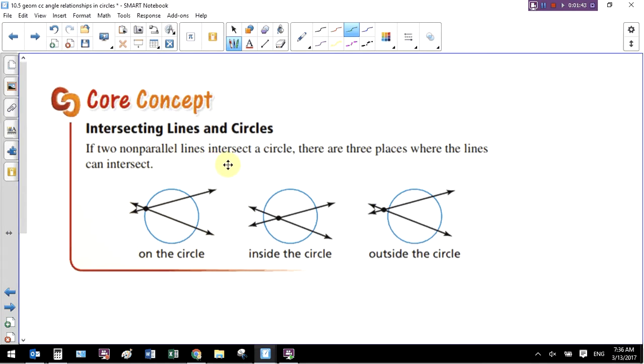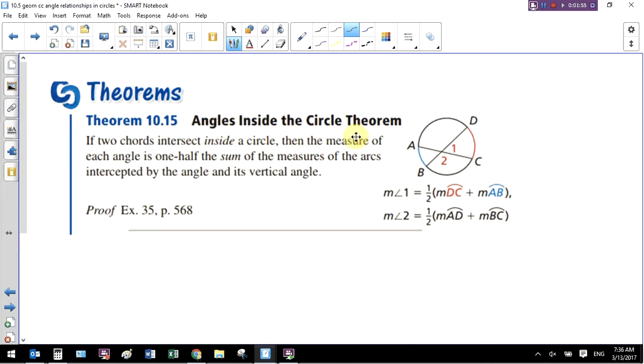If two non-parallel lines intersect a circle, then there are 3 places where the lines can intersect. They can intersect here on the circle, in the circle, or outside the circle. Angles inside the circle theorem. So if the lines intersect inside the circle, then the measure of arc DC plus the measure of arc AB, angle 1 will be half of that. Remember, they're vertical angles, so that's going to be the same measure. And the same for angle 2 would be this plus this divided by 2.